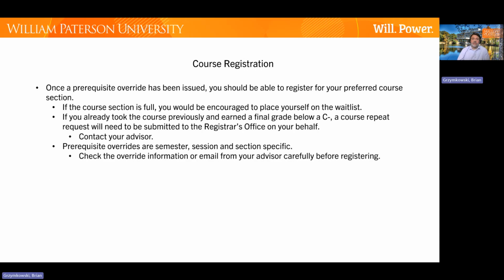There are a couple cases where you might get a prerequisite override issued by your advisor and then need one or more additional steps taken care of before you'll be able to add the class to your schedule. The first is if a course section is full, especially if it's the only course section being offered for that class in that semester and session. So just because a prerequisite override's been issued for you doesn't mean you get to jump the wait list. You do have to place yourself on the wait list like any other student. And to do that, you typically choose wait list from the drop-down menu and click the submit button. That would put you on the wait list for the course.